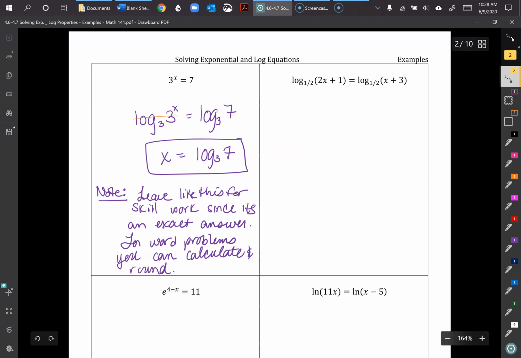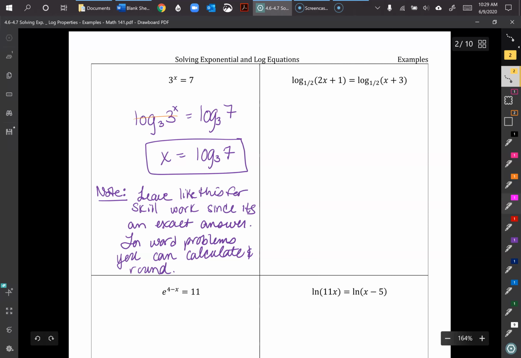So now let's look over to the right. And this one is log that we want to undo. So we're going to exponentiate and make it have a base of a half.